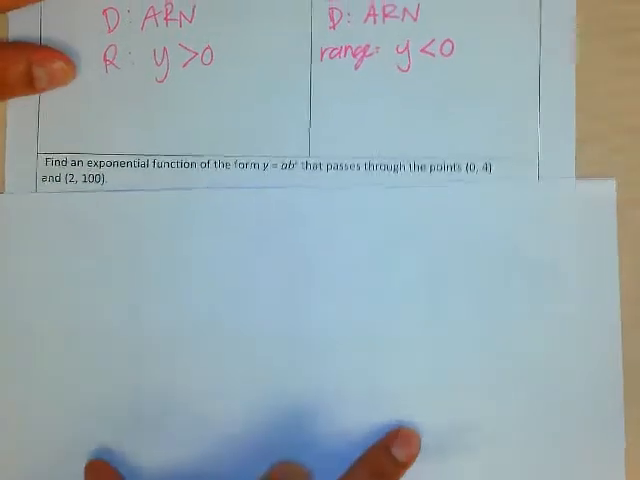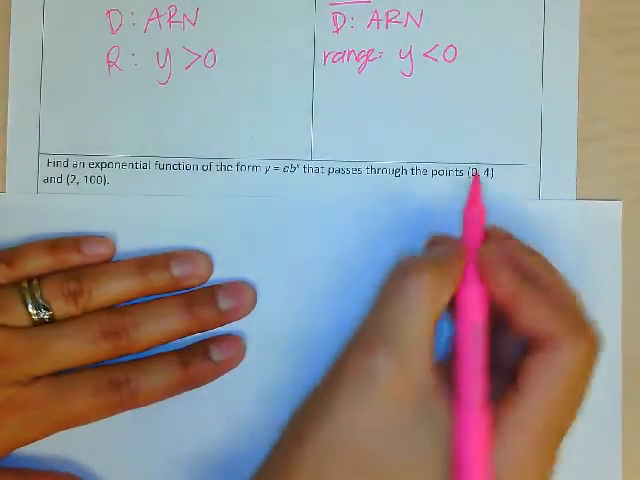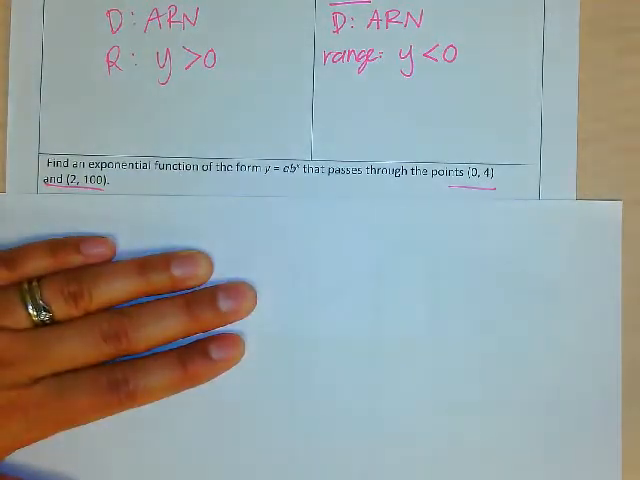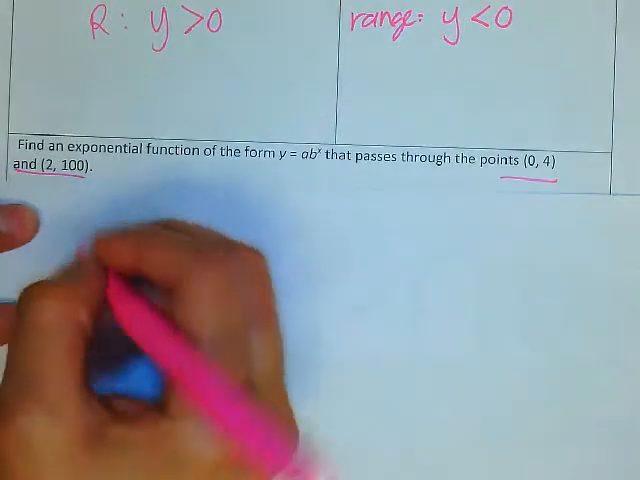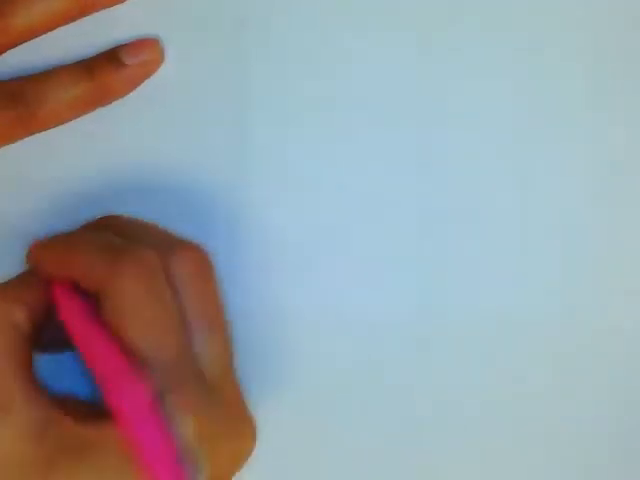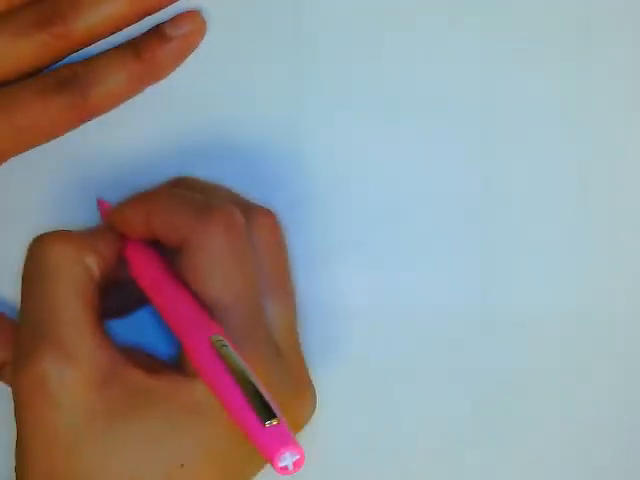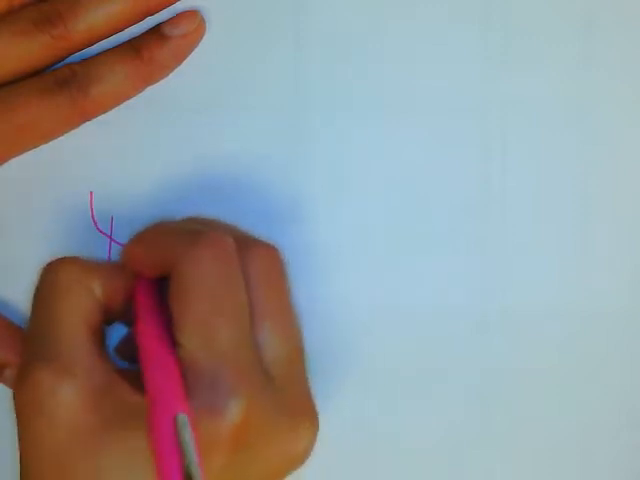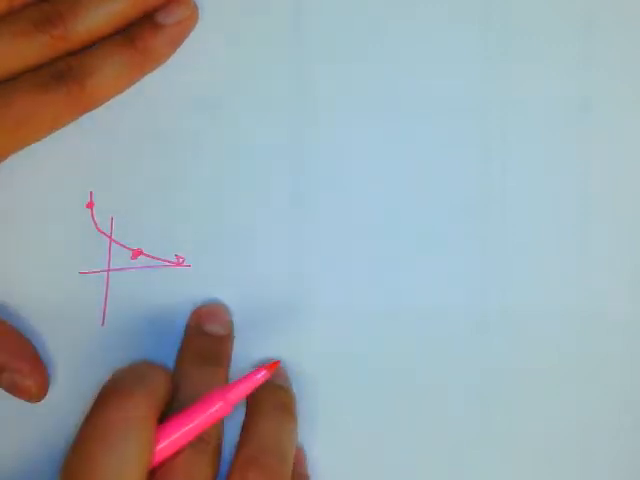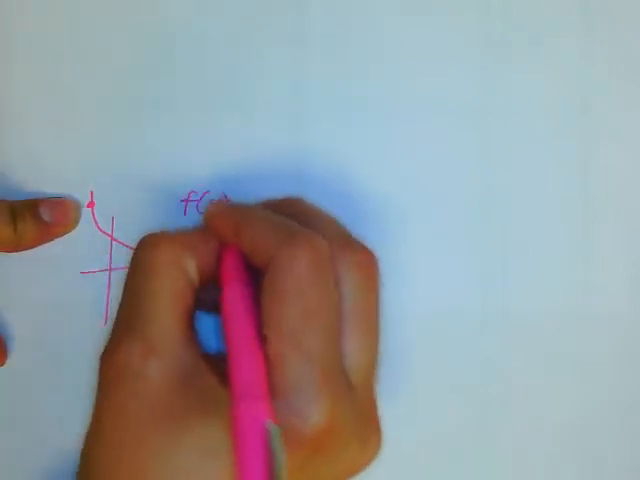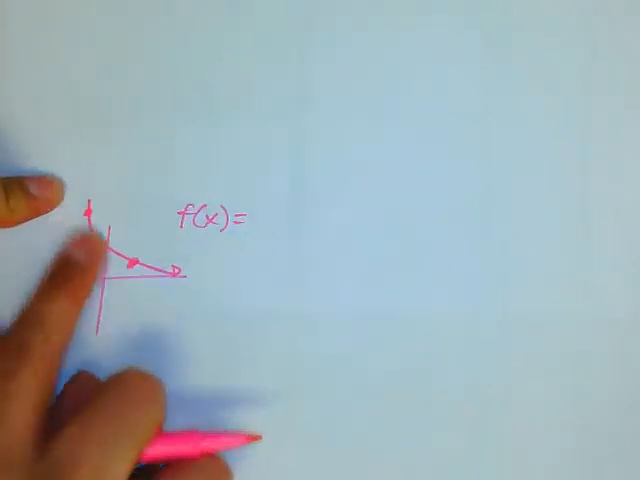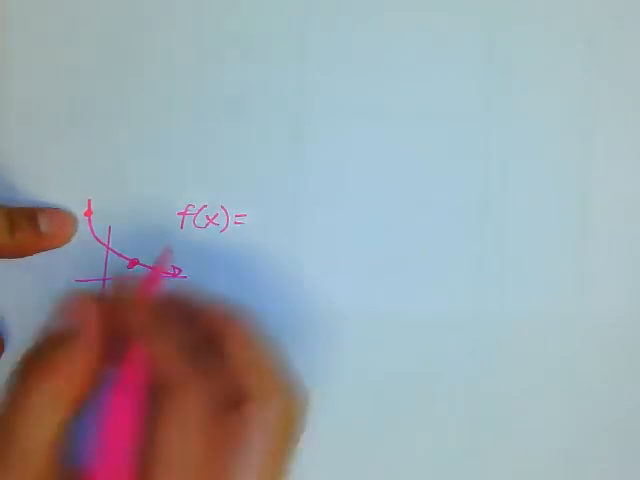Okay, so this one on the review asks you to find the exponential function that passes through these points. Sometimes you'll see it like that. Sometimes you will see it as a drawn function, let's say like this, and they give you 2 points here, and they ask you to find the function. So f of x equals, right? And then you have to find what that exponential function is.